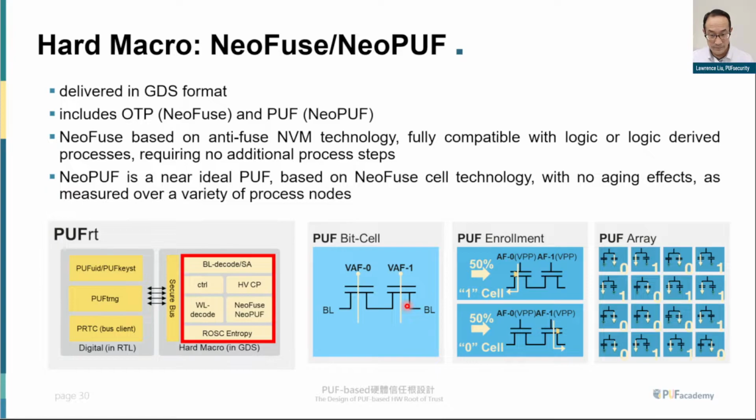So after PUF enrollment, half of the cells will be randomly programmed to a 1, and the other half to a 0, depending on which MOSFET develops the current path, either the left or the right. And so through this enrollment process, the cells in the PUF array are randomly populated with 1s and 0s. And that's how we get the static entropy source of PUF.